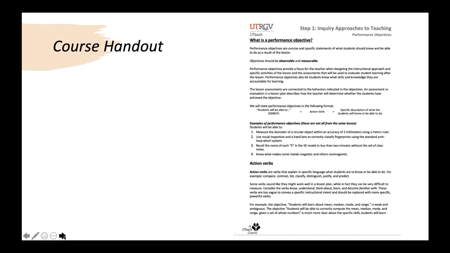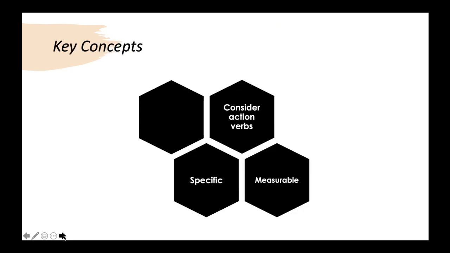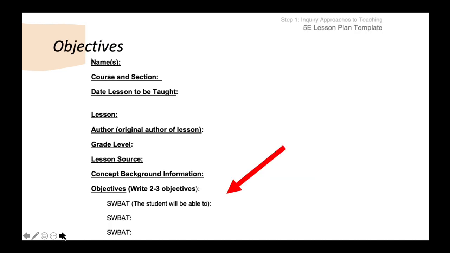This is part of the Week 5 module, and we'll be referring to the following course handout, What is a Performance Objective? The key concepts for this microlecture include considering your action verbs when you write performance objectives, making sure your performance objectives are specific, and making sure your performance objectives are measurable. You'll be writing 2 or 3 performance objectives, lesson objectives, in your 5E lesson plan template in the area marked by the red arrow.